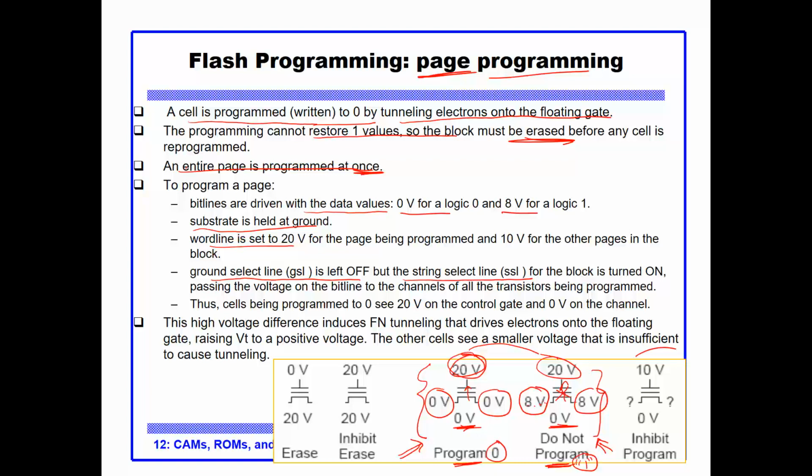What do we do with the other pages that we are not programming? Other pages we have to inhibit from programming, and inhibiting program for other pages is achieved by applying 10 volts. Notice that for all of them the substrate is 0. For the pages that are being programmed, you apply 20 volts. For other pages which are not being programmed, you apply 10 volts on the gate, and that way you inhibit the programming for those gates.